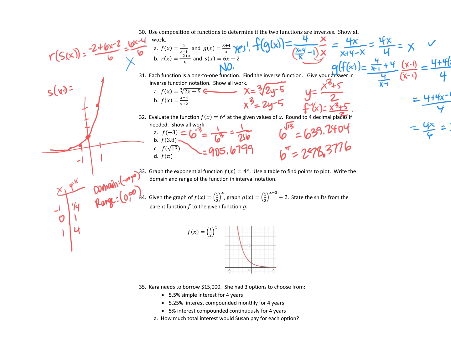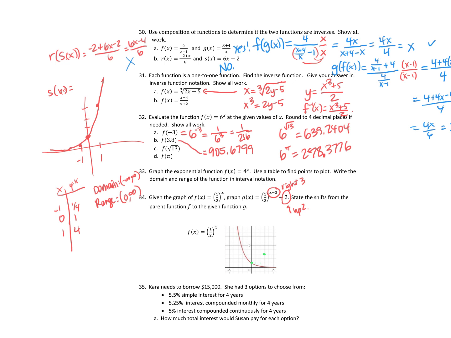Given the graph of f of x equals (1/2)^x, find the graph of (1/2)^(x-3) plus 2. State the shifts from the parent function. Okay, so this bit here is going to move it to the right 3, and this is going to go up 2. Okay, and so I can say this point here is going to go right 3, 1, 2, 3, and up 2. So that point's going to go here.